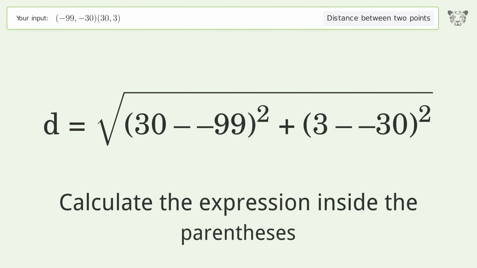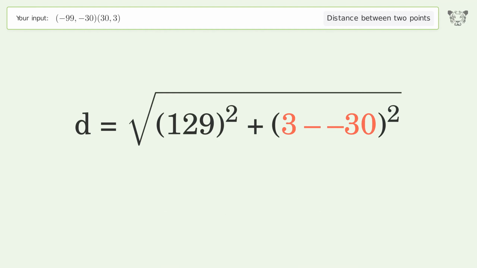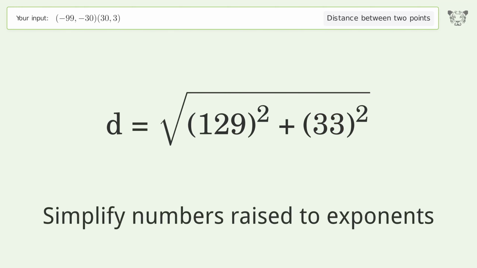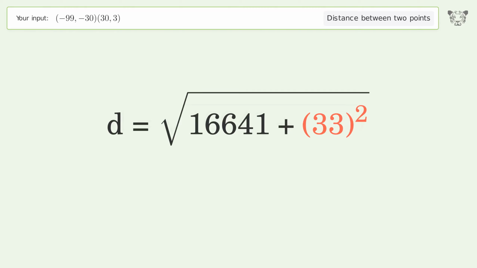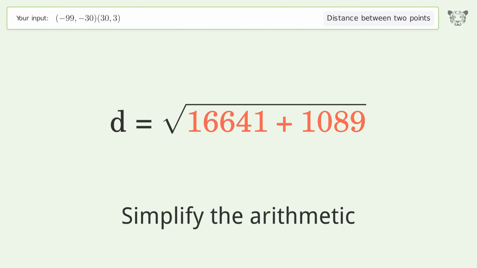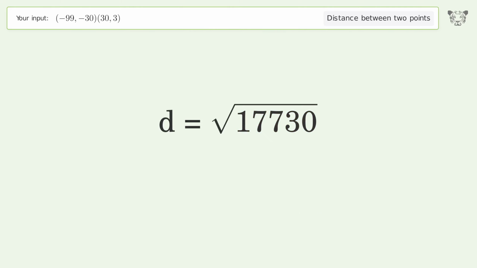Calculate the expression inside the parentheses. Simplify numbers raised to exponents. Simplify the arithmetic. And so the distance between the 2 points is the square root of 17,730 or 133.154.